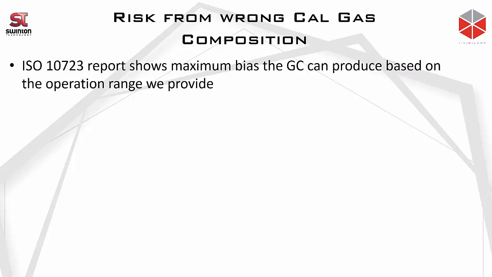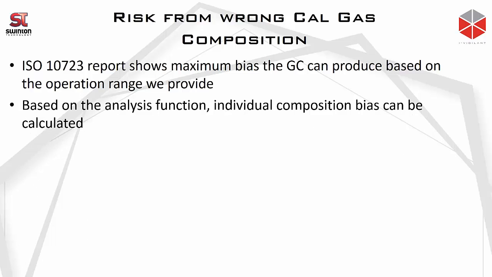A lot of times it happens that the range provided by the operators to the ISO 10723 provider is much wider than the actual composition that the pipelines actually operate on, and the result is a much bigger bias than for the actual range of the pipeline, because the work is based on the Monte Carlo simulation based on the range that we provide as an input to the Monte Carlo simulation.